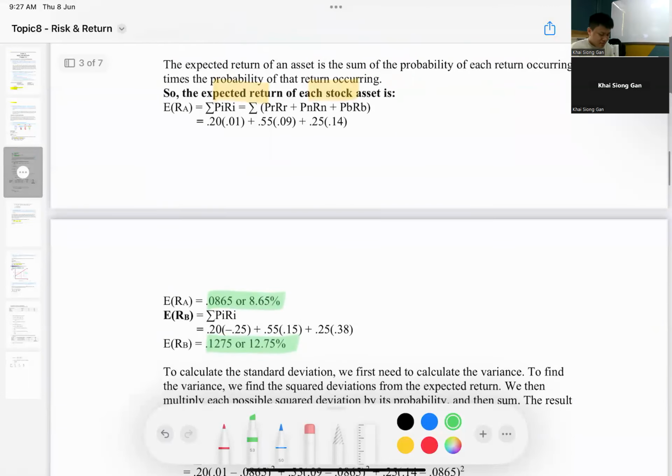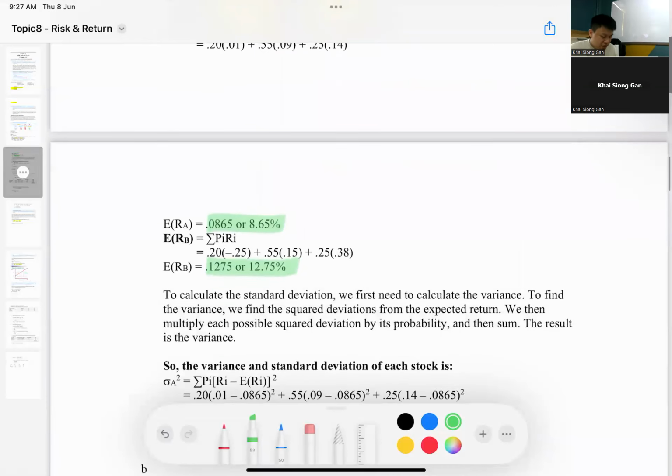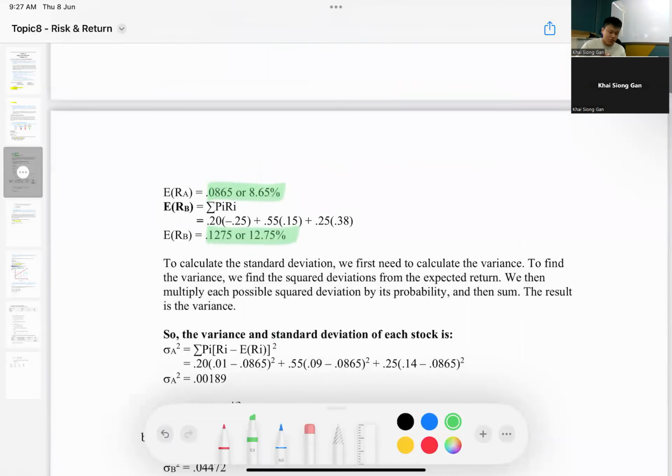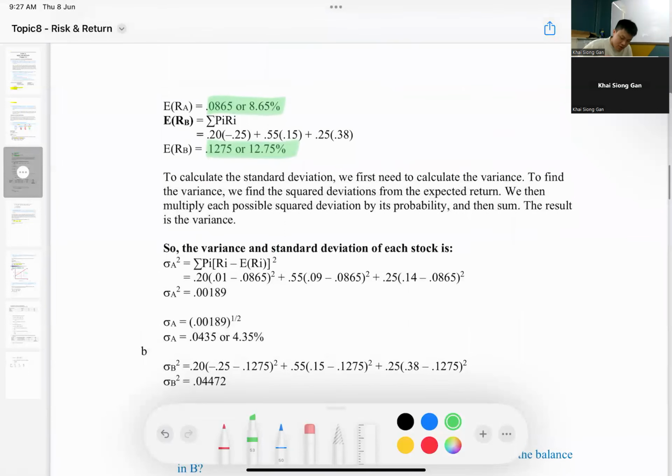Done. Next we want to calculate the variance and standard deviation. So you see, we just need to remember the formula. I use the individual return minus the expected returns. Where do I get these figures?